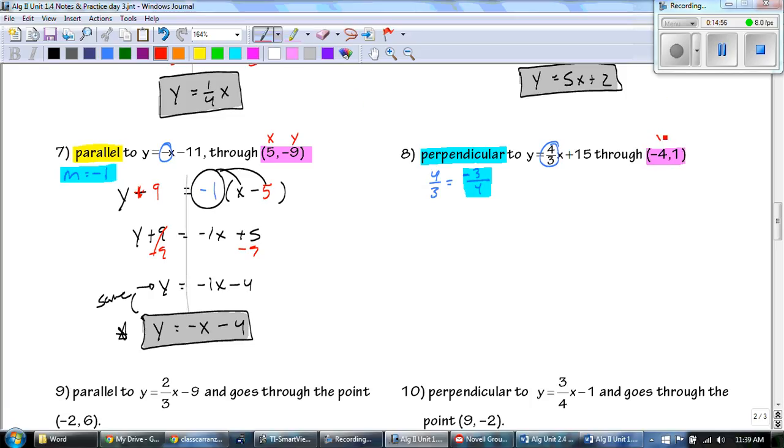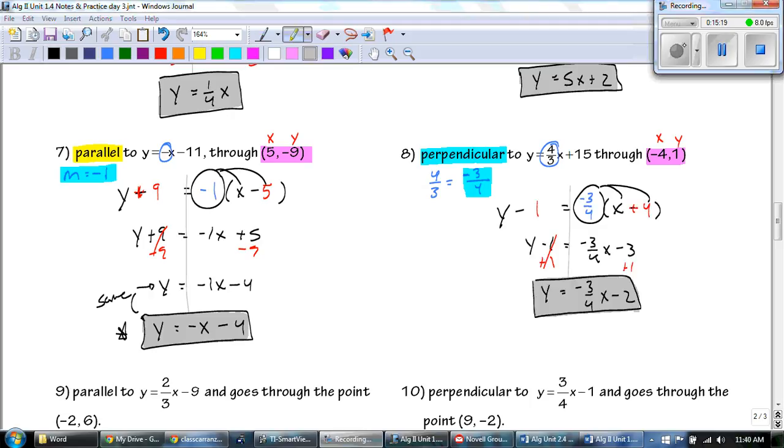And there's our x and our y. Okay? So just like the last one, I'm going to help you. Well, I already helped you. You guys are going to do the rest on your own. Okay, go ahead and pause the video and good luck. Okay, and you should have gotten y equals negative 3 over 4x minus 2.